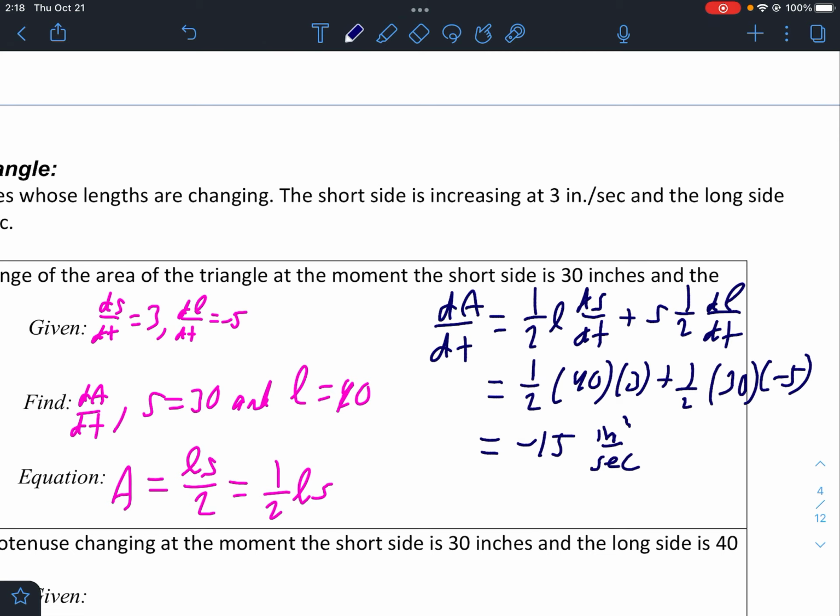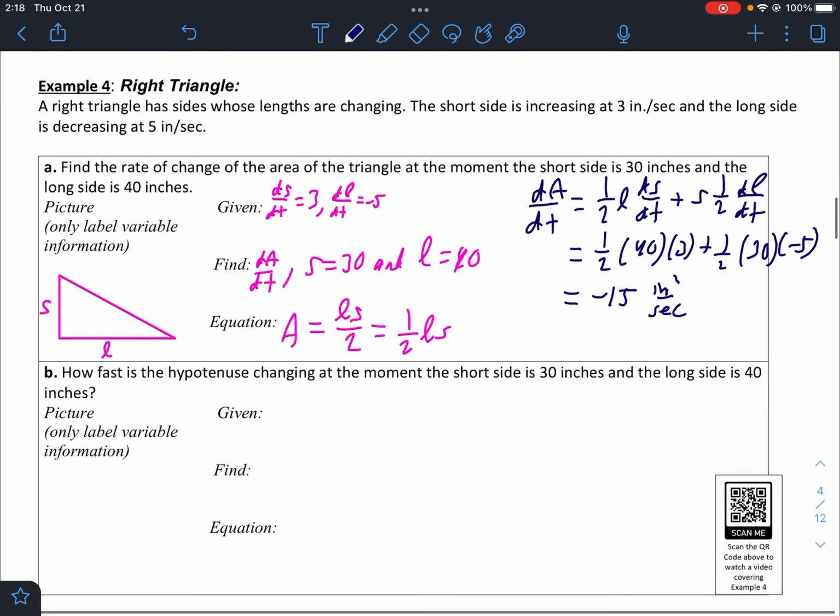Again, write it out as a sentence here. When S is 30 and L is 40, or when the short side is 30 and the long side is 40, the area of the triangle is decreasing at a rate of 15 square inches per second.